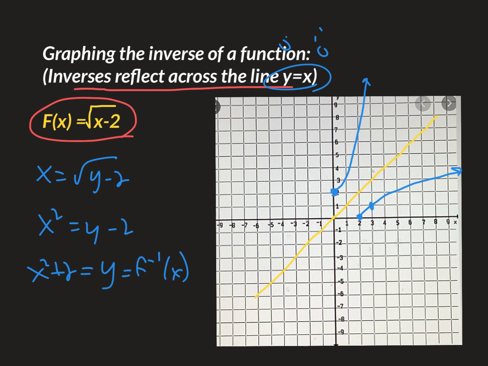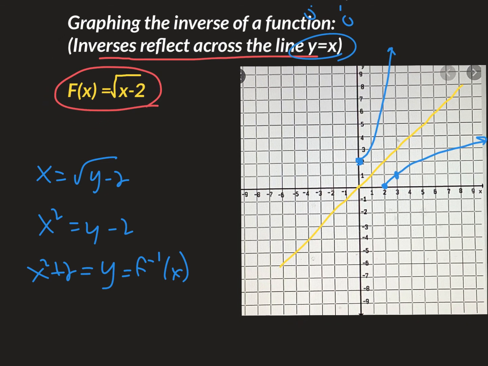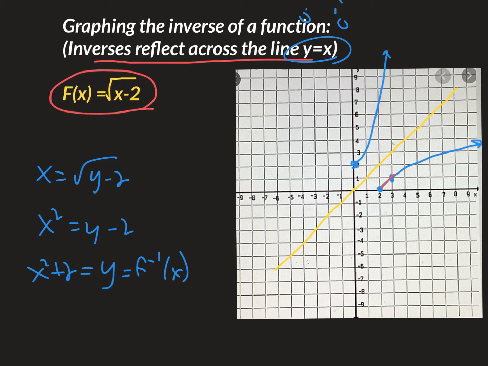The quickest way to graph inverses is to graph one of them, like I graphed that first one. When I graph the square root graph right here, I'm going to change the colors one more time. Almost done here. Hang in there. When I graphed this one, it went through 2,0 and 3,1, which means the inverse has got to go through 0,2 and 1,3.